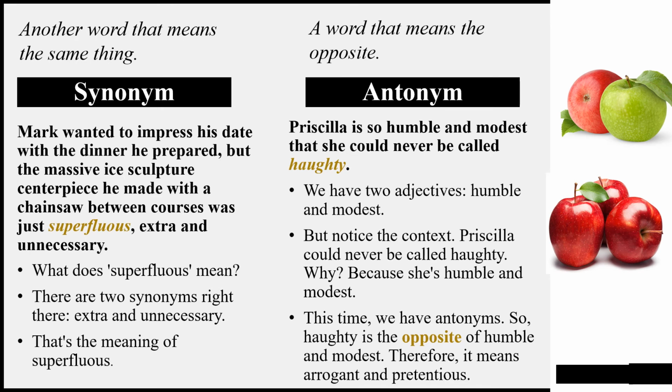Meanwhile, for antonym: Priscilla is so humble and modest that she could never be called haughty. Haughty. So humble and modest, and you can get the words she could never be. This is the clue saying that it goes opposite. So if you are given humble and modest, haughty will be arrogant, pretentious. So these two can be the definition.